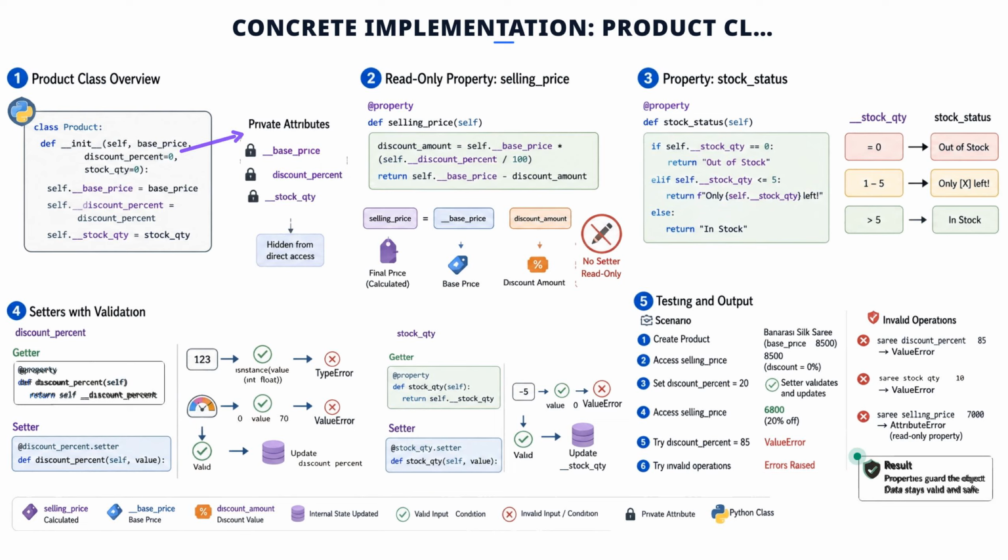The core takeaway here is that properties act as intelligent gatekeepers, ensuring your object's internal state remains valid and secure while providing a clean interface to the outside world. Now let's explore why using this property approach is often superior to writing traditional getter and setter methods.